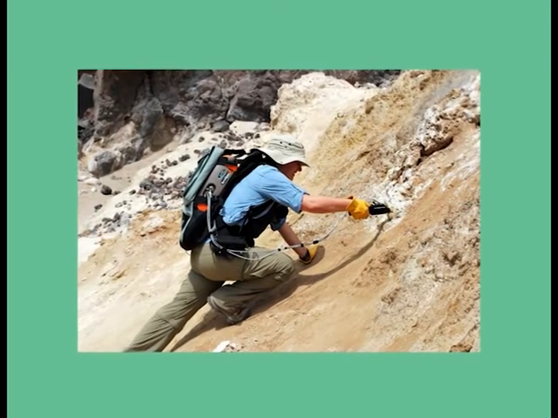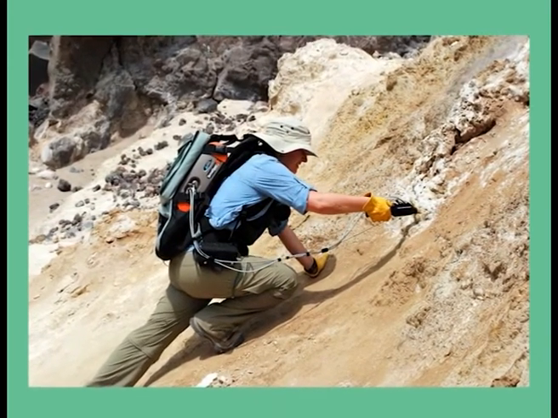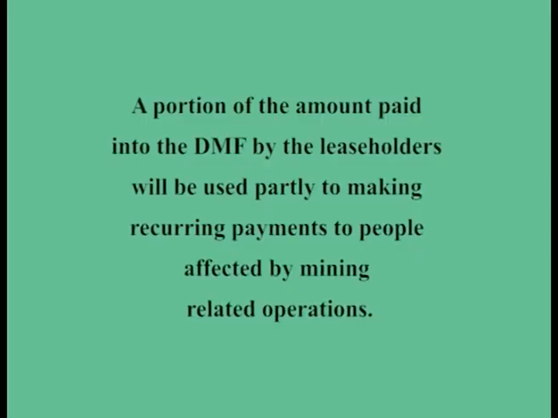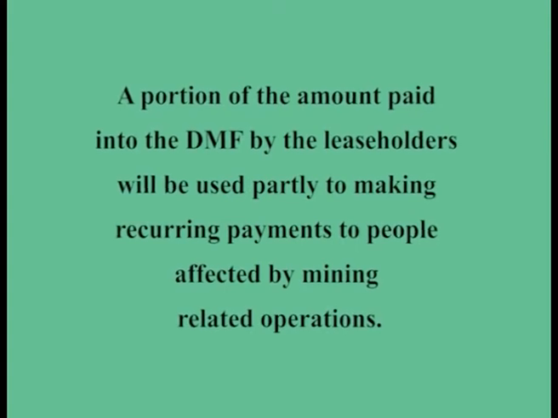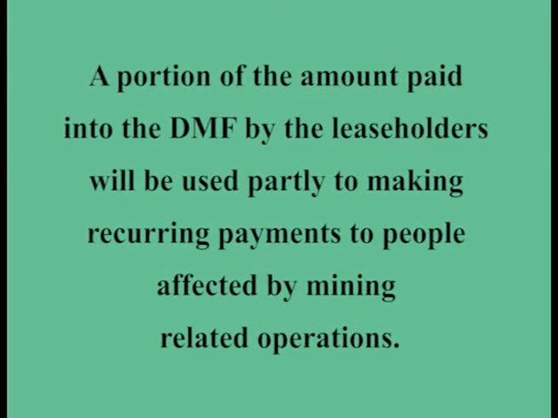For all exploration activities, suitable compensation shall be payable to the person or family holding occupation or usufruct or traditional rights on the area of exploration. All mining leaseholders are to pay annually into the District Mineral Foundation, DMF, a sum equivalent to royalty in case of major minerals other than coal, and a sum equivalent to 26% of profit in case of coal minerals. In case of minor minerals, a sum prescribed by the state government will be payable to DMF, since royalty for minor minerals is set by states and varies from state to state. A portion of the amount paid into the DMF by the leaseholders will be used partly for making recurring payments to people affected by mining-related operations.